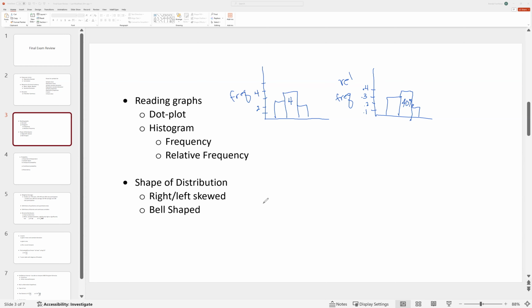Shapes, left and right skewed, remember it goes by the tail. So a right skew is going to look like that, whereas a left skew is going to look like this. And then we know our bell-shaped or our normal distribution. Hopefully you're not leaving this class without knowing what that looks like, which is that. Okay. Again, most of these are going to be in the multiple choice section.